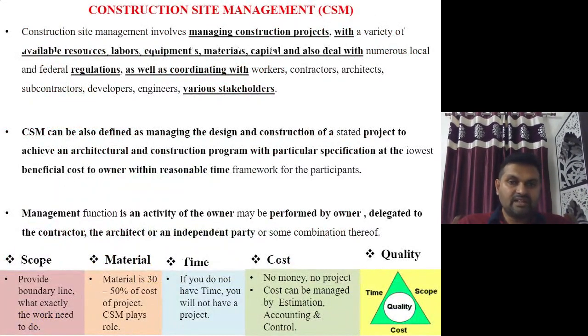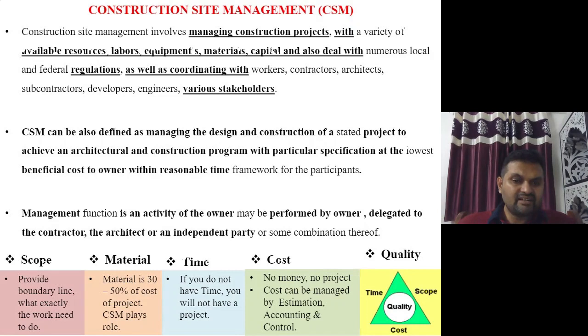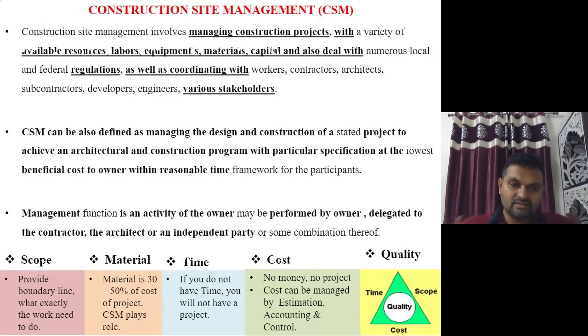When I'm talking about construction site management, I can say it is managing the construction project with the available resources like material resources, labor resources, equipment resources, and capital, dealing with the regulations as well as coordinating with the various stakeholders. Construction management has around five main pillars: the scope, material, time, cost, and quality.